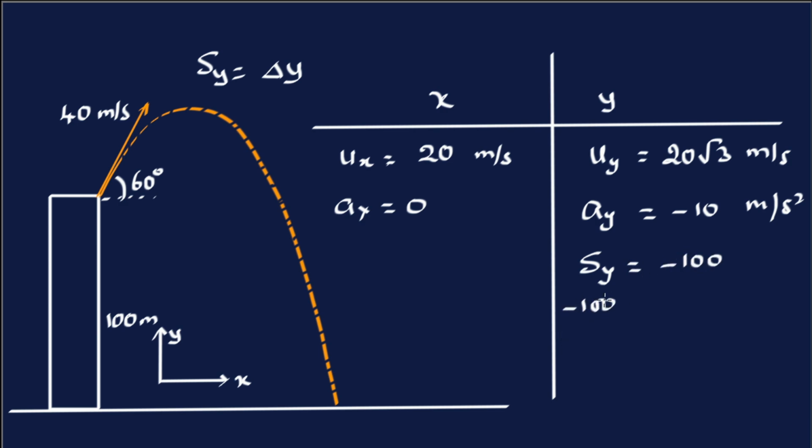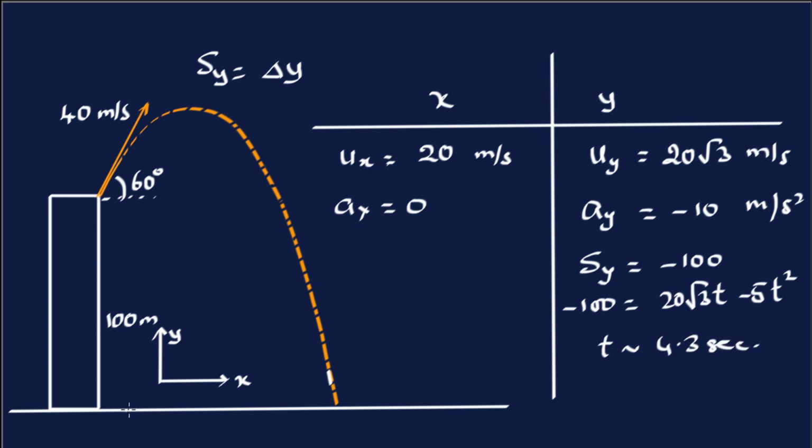So S is equal to ut plus half a, which is minus 5, t squared. So we can do this entire problem in one step. I don't have to break it up into two parts. Now this gives us t is approximately 4.3 seconds.